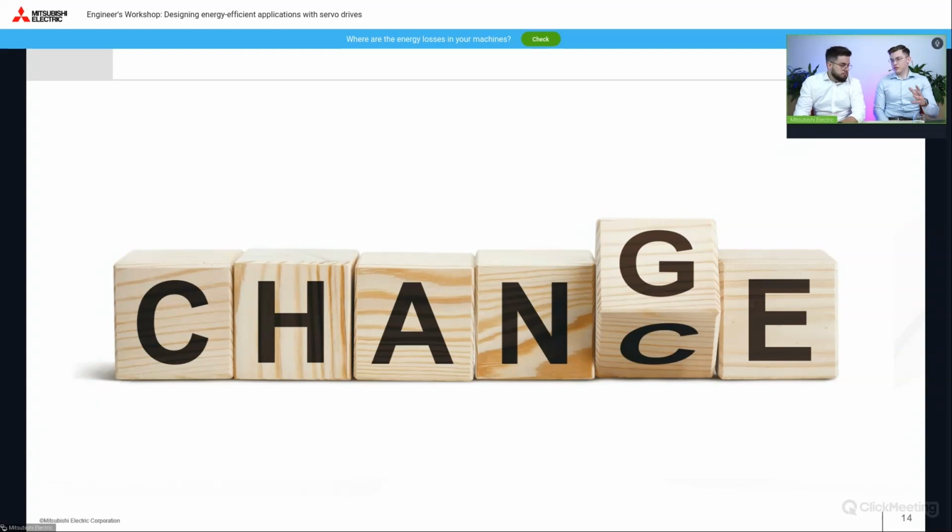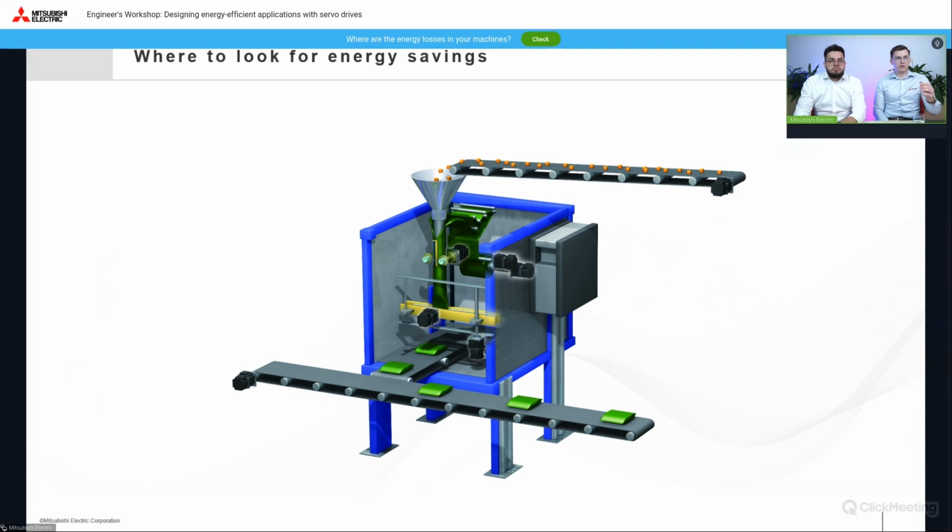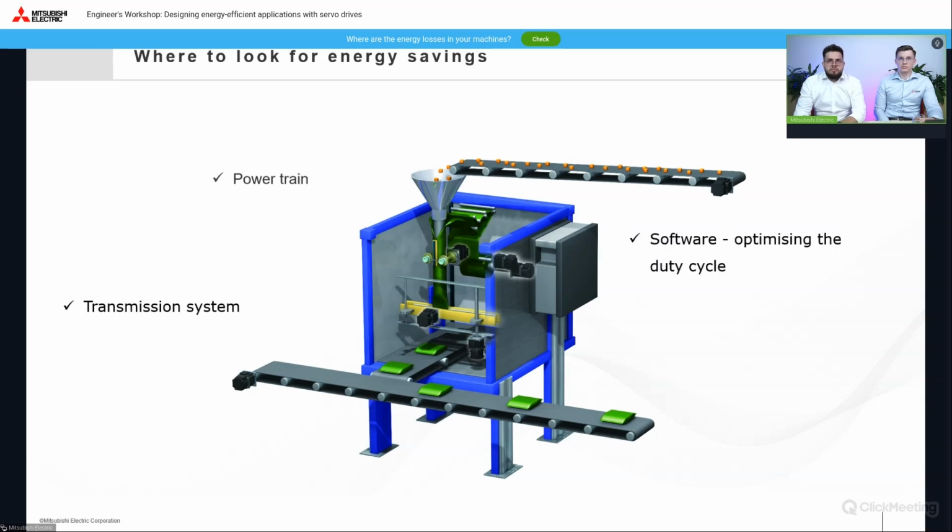Okay, so then let's analyze a simple machine. Here on this machine, what I can see at first glance is, firstly, we can of course optimize the powertrain system. Secondly, the transmission system. What's next? Next one is software, optimization of the duty cycle. Beyond that, it's worth considering other media, such as hydraulic or pneumatic, which, especially the latter, generate enormous costs that are not apparent at first glance. But for now, let's get back to our drive system.